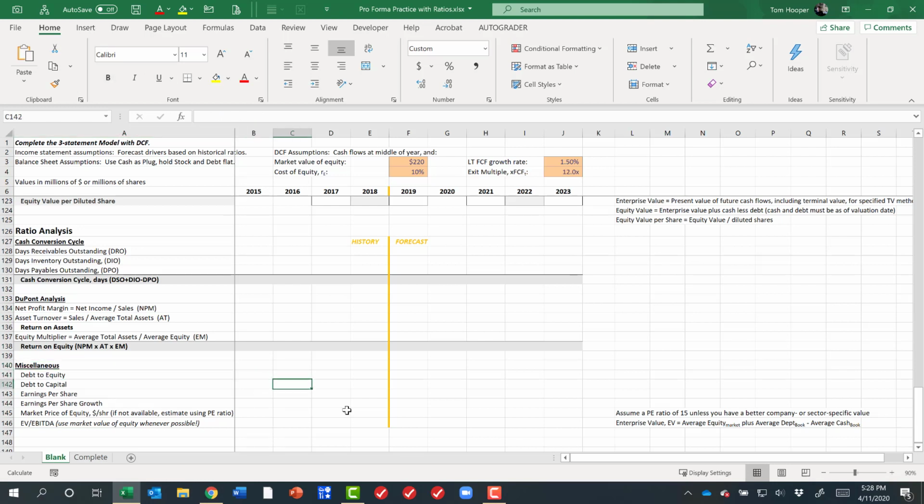ratios here. Debt to equity, debt to capital, earnings per share growth, and market price of equity. In case you don't have an historical price, I would just use a PE ratio of 15 or something, multiply net income by 15 to get an estimated market price. And then enterprise value divided by EBITDA, that's how many years of EBITDA does our enterprise value represent? That's a very common metric to look at.